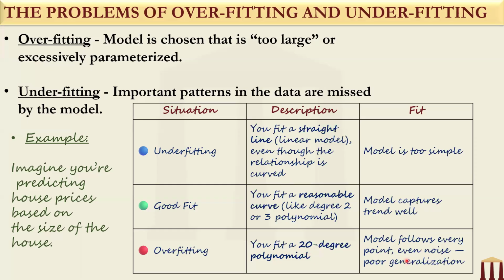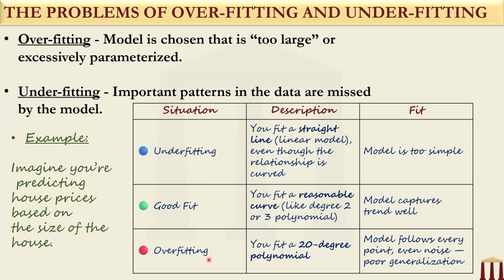Okay, so the model follows every point, even noise, which gives poor generalization, because it will look very good on your training data, but it will fail miserably on new data because it has not generalized, it has actually memorized noise as well. And of course, for a good fit, you can use a reasonable curve like a 2 or 3 degree polynomial. This model is flexible and captures the trend well without chasing every small bump. So in underfitting, the model is too rigid, too simple, and ignores the patterns.